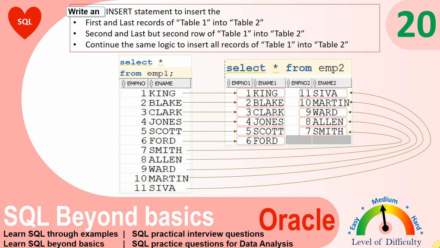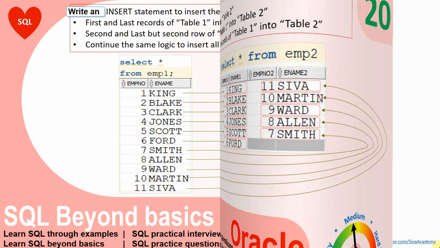So here is another interesting question which I have received from one of the subscribers. The question here is, we have two tables, one called employee 1 and another called employee 2. We need to select the information from employee 1 and insert into employee 2 in such a way that the first record and the last record of the employee 1 table are inserted as a single row in employee 2.